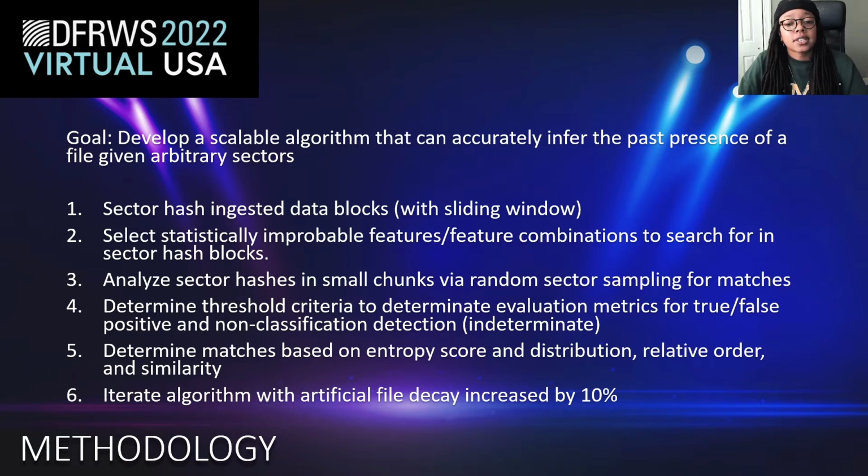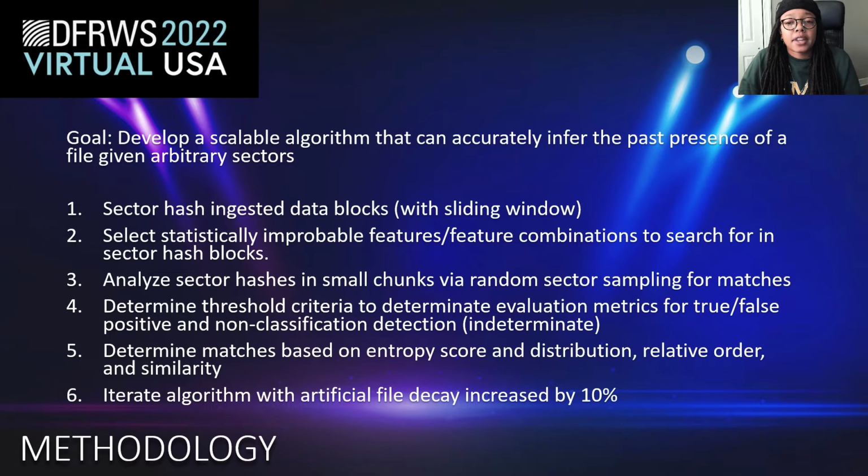Next, we want to choose statistically improbable features and feature combinations to search for within our sector hash blocks. And then we can analyze those blocks in small chunks via random sector sampling in order to determine what potential matches we may have. Next, we want to determine a threshold criteria to evaluate our metrics for true and false positives and non-classifications, or what we call indeterminate, where we're unable to determine the matching criteria because there's not enough data available, for instance.